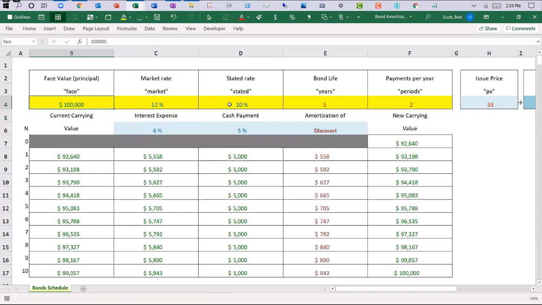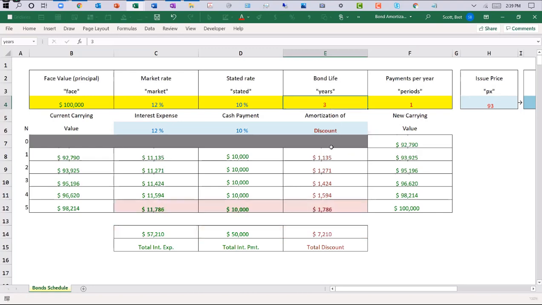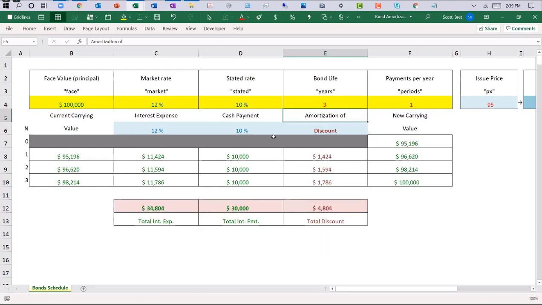So let's just say that it was 5 years, but it was annual payments, if you hit enter, it will automatically adjust the number of rows that you see. And if you bring it down even further to say 3 years, enter, you can see it automatically adjusts everything. So all you really need to do in this Excel spreadsheet is pop in the face value, the market rate, stated rate, number of life in years, number of payments per year, and you'll be fine.